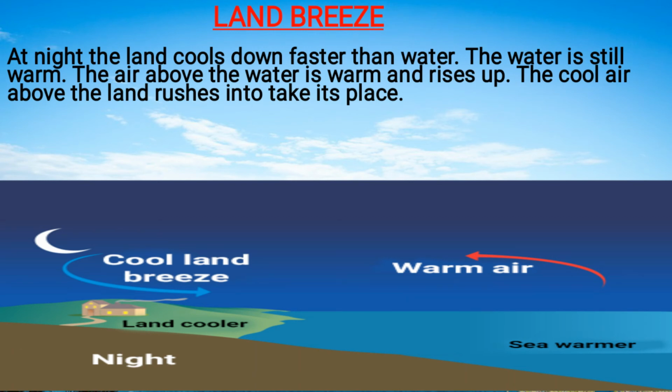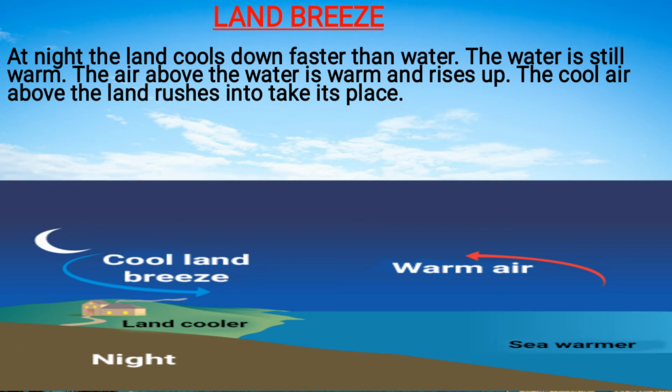So, at night time, the land cools down and the water is still warm. The air above the water is warm and it rises up, but the air above the land is cool, and this cool air rushes in to take its place and it goes to the sea. So this breeze is known as land breeze.